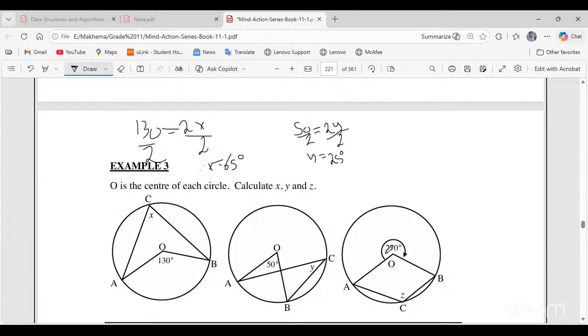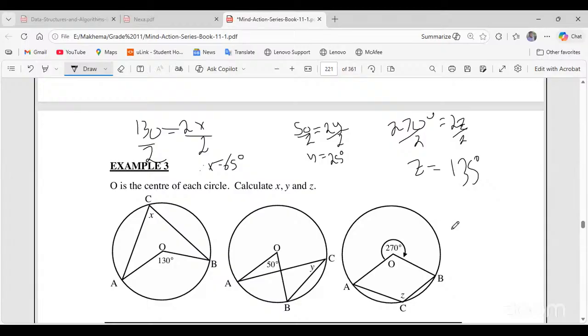Now we have angle at the center and angle at the circumference. What is angle at the center? Now I'm asking you guys this one. What do you think that will be equal to? Okay, we will say angle at the center is equal to 2 times angle at the circumference. We divide by 2. Now z is equal to, what is 270 divided by 2? It gives me 135 degrees.